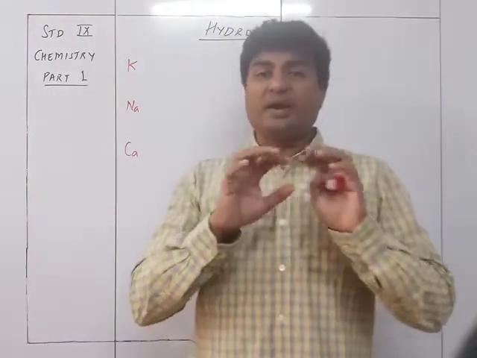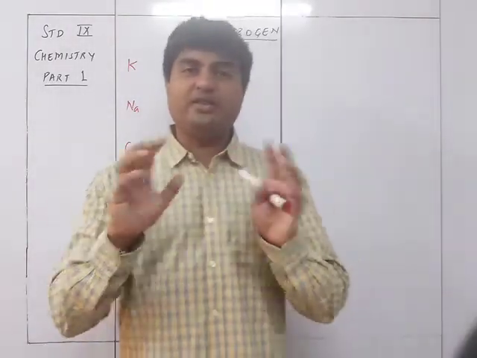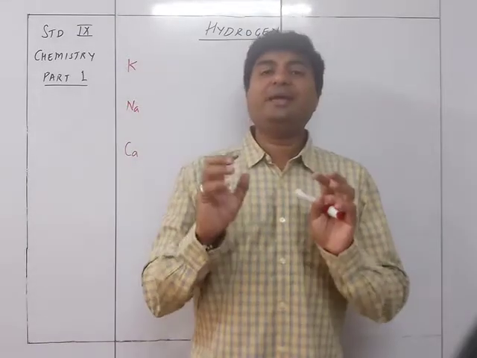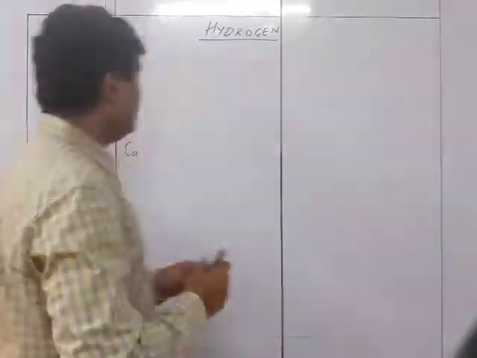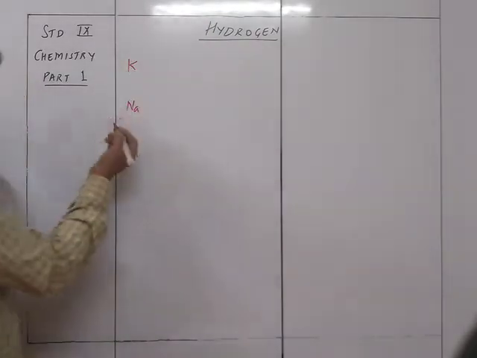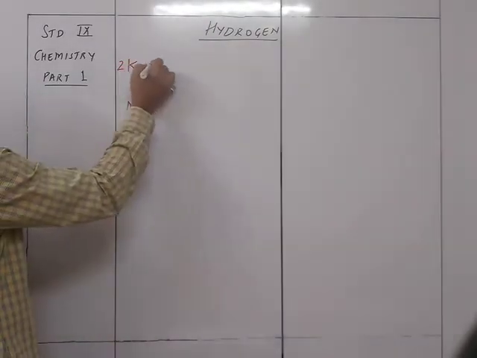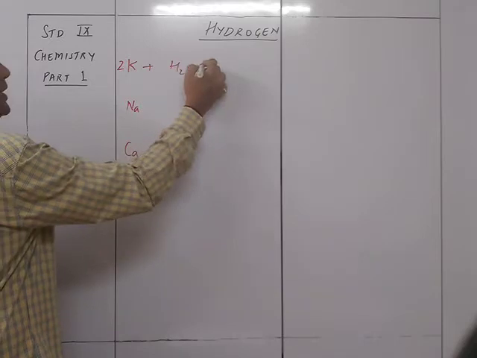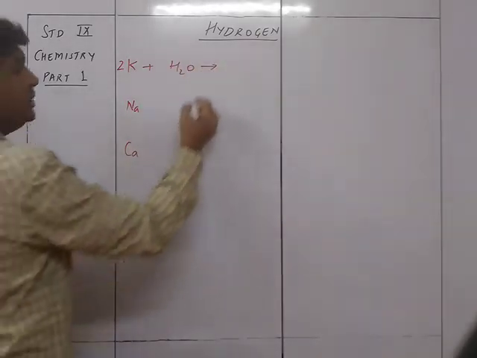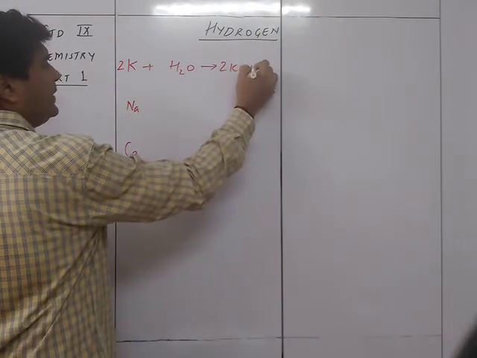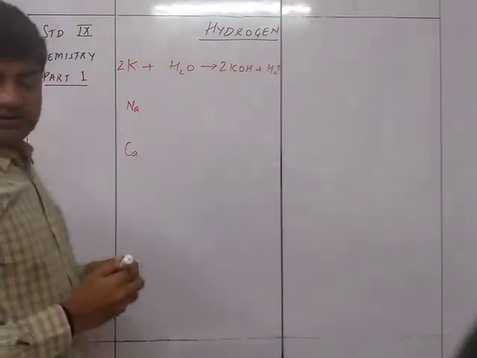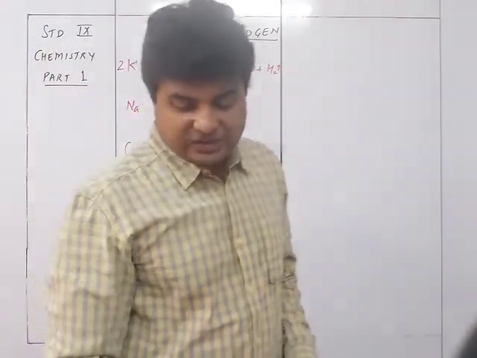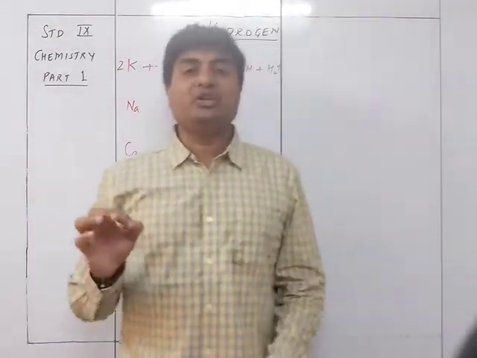It does not require any heat, any steam, nothing at all. It can easily give out hydrogen without any problem. So the equation becomes 2K + H2O giving 2KOH + H2. The H2 gas will be released over here. So the reaction is violent and exothermic.